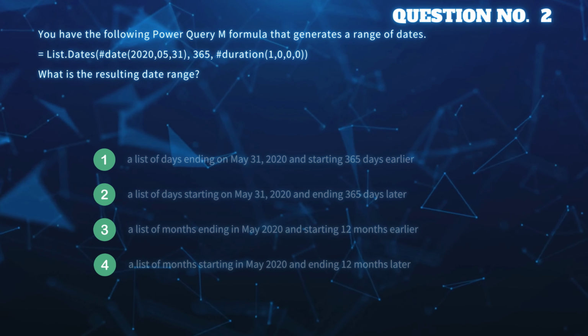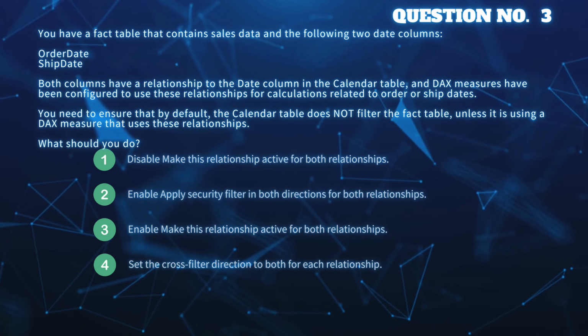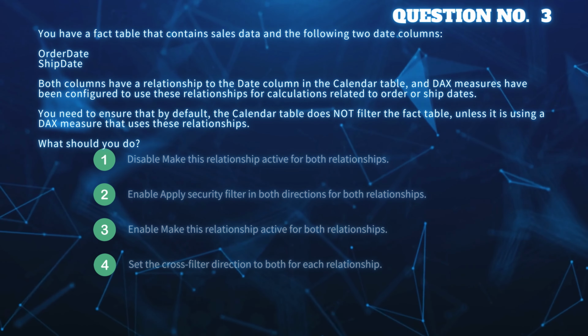365 days later. You have a fact table that contains sales data and the following two date columns: Order date and Ship date. Both columns have a relationship to the date column in the calendar table, and DAX measures have been configured to use these relationships for calculations related to order or ship dates. You need to ensure that by default, the calendar table does not filter the fact table, unless it is using a DAX measure that uses these relationships.